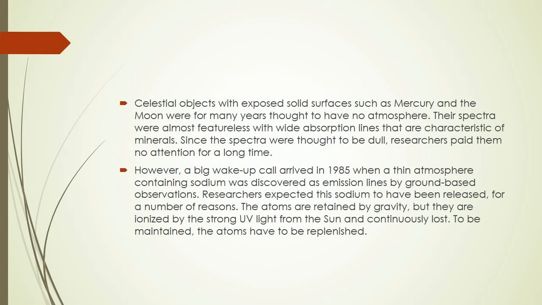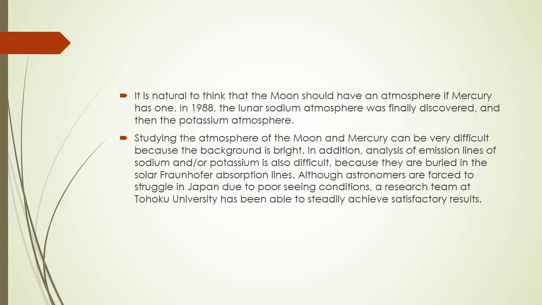Celestial objects with exposed solid surfaces such as Mercury and the Moon. However, a big wake-up call arrived in 1985 when a thin atmosphere containing sodium was discovered as emission lines by ground-based observations. It is natural to think that the Moon should have an atmosphere if Mercury has one. In 1988, the lunar sodium atmosphere was finally discovered, and then the potassium atmosphere.